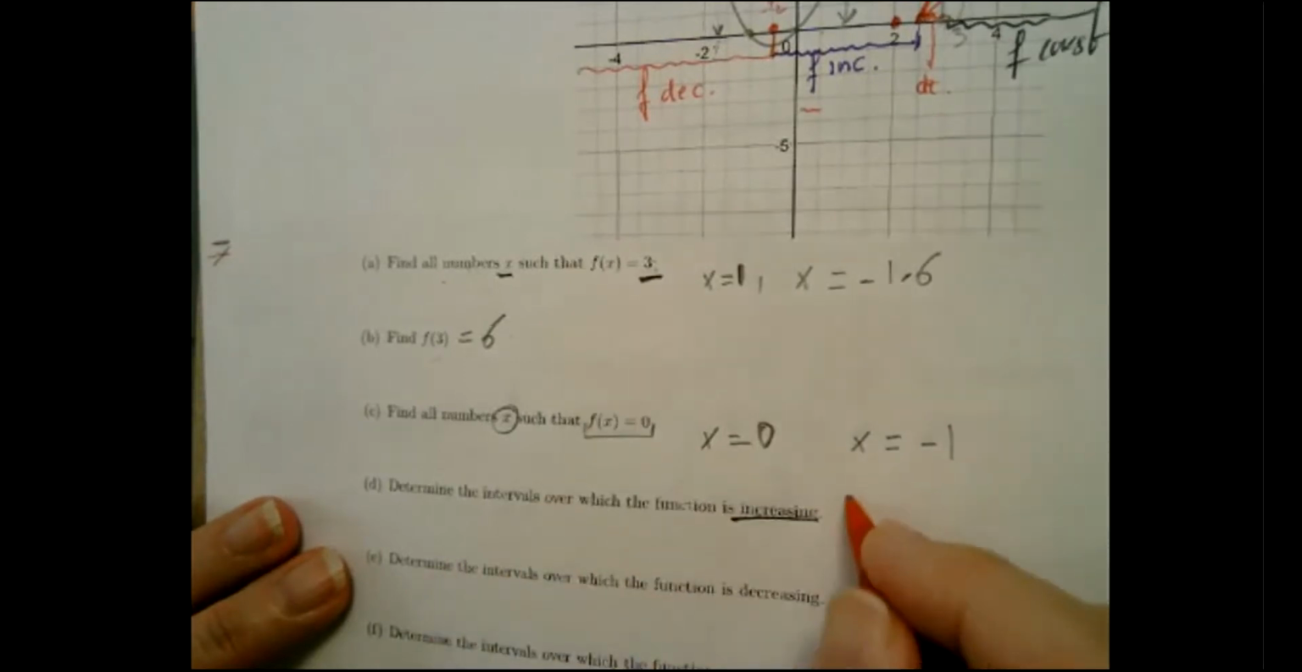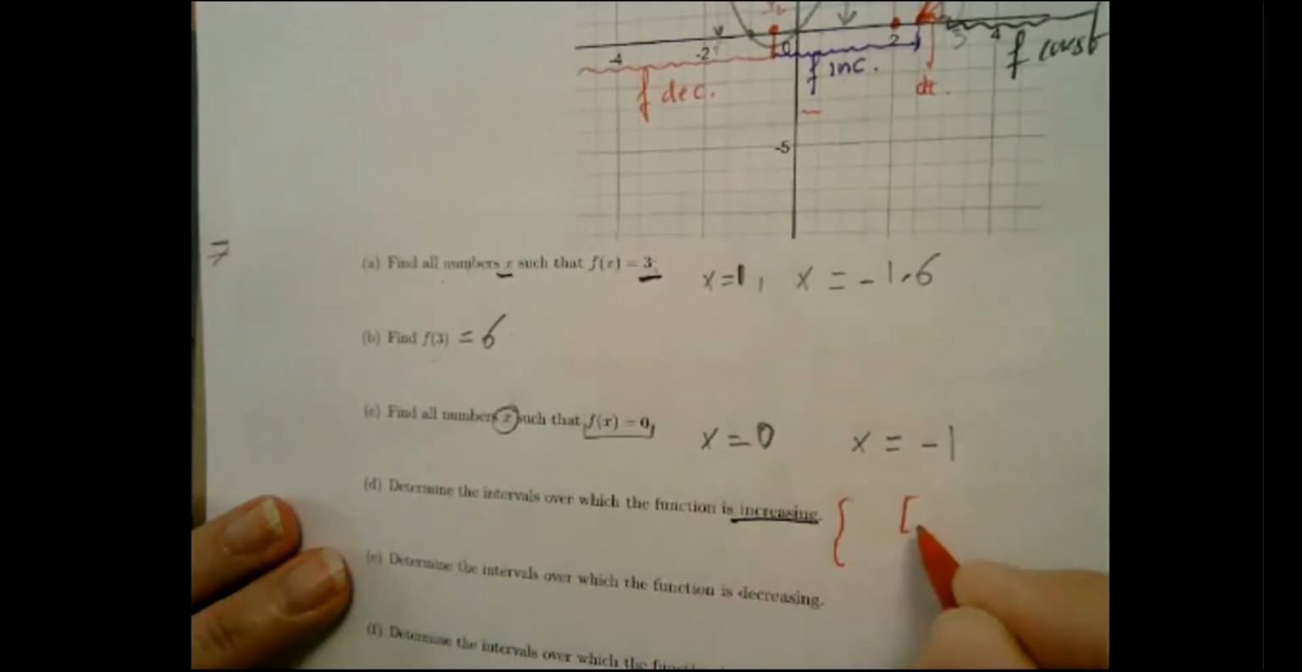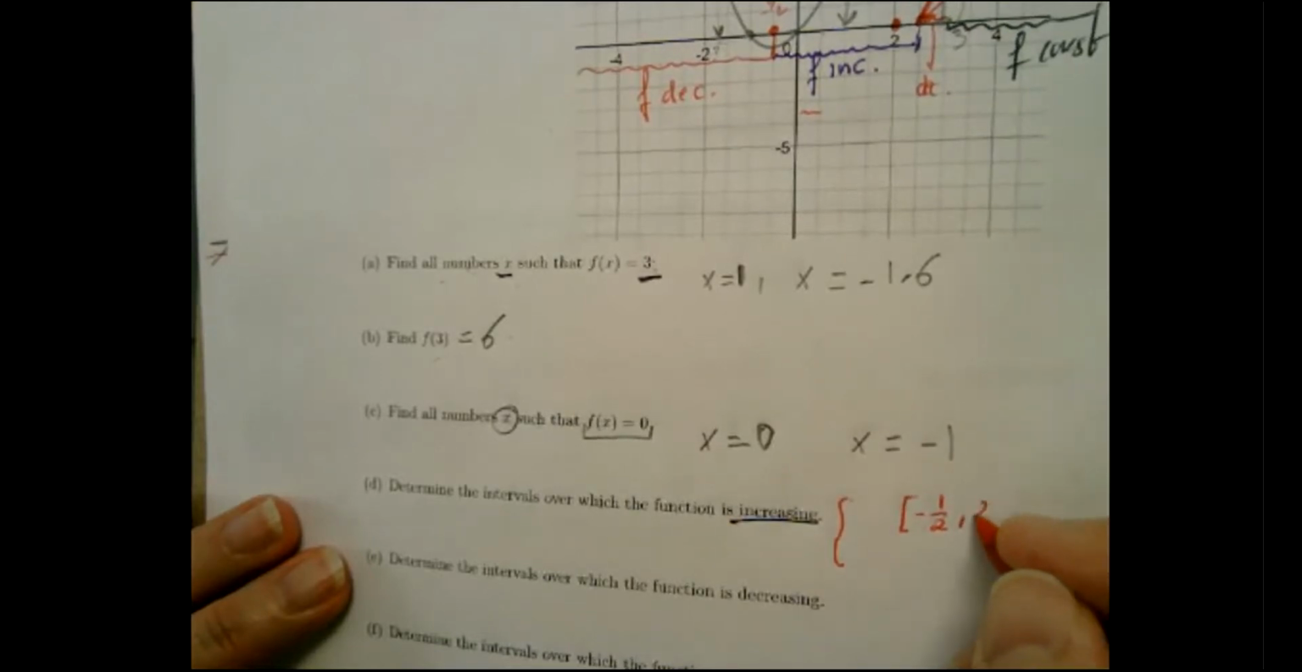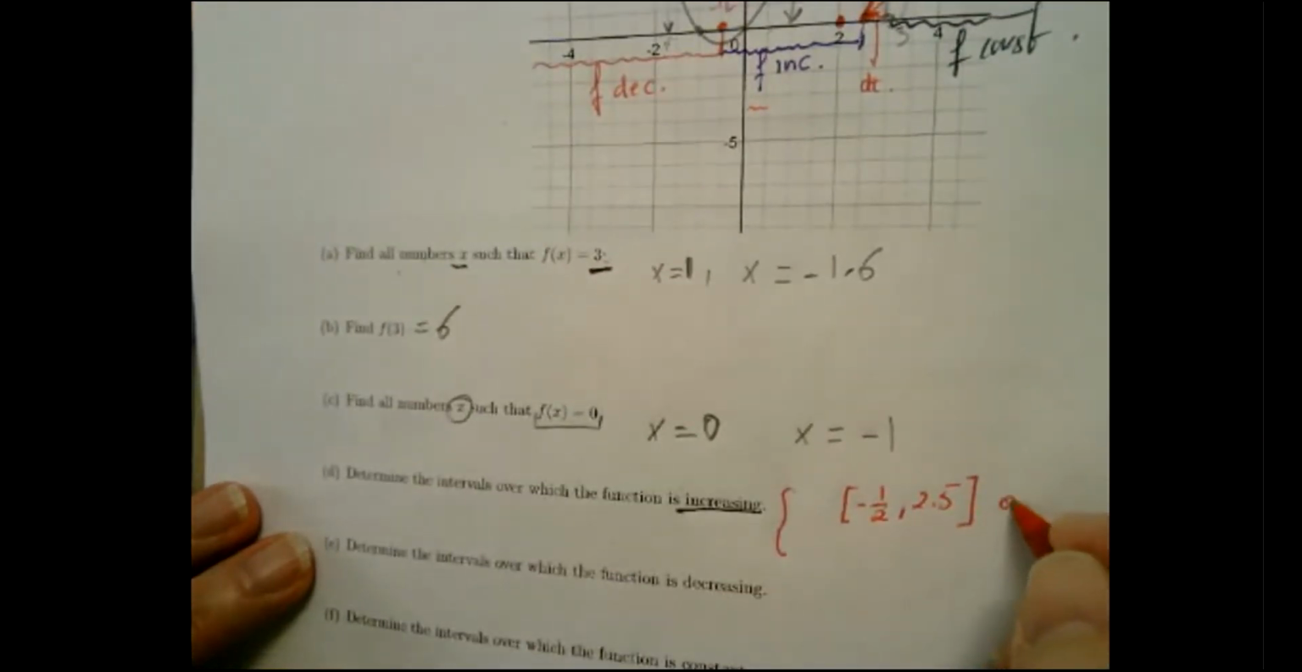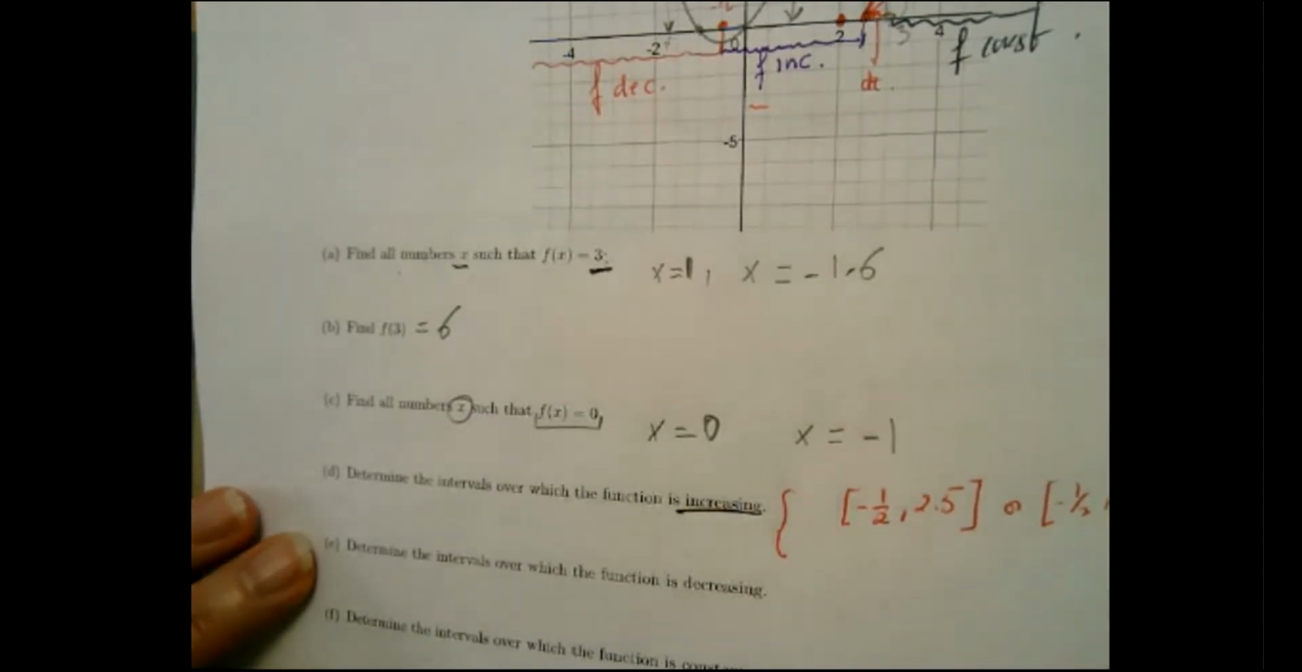Okay. So when is it increasing? It's increasing, in interval notation, between minus a half or minus 0.5 and 5 halves, 2.5. That's when it's increasing in interval notation. Or of course you can write minus a half, 5 halves. It doesn't really matter which one you pick.